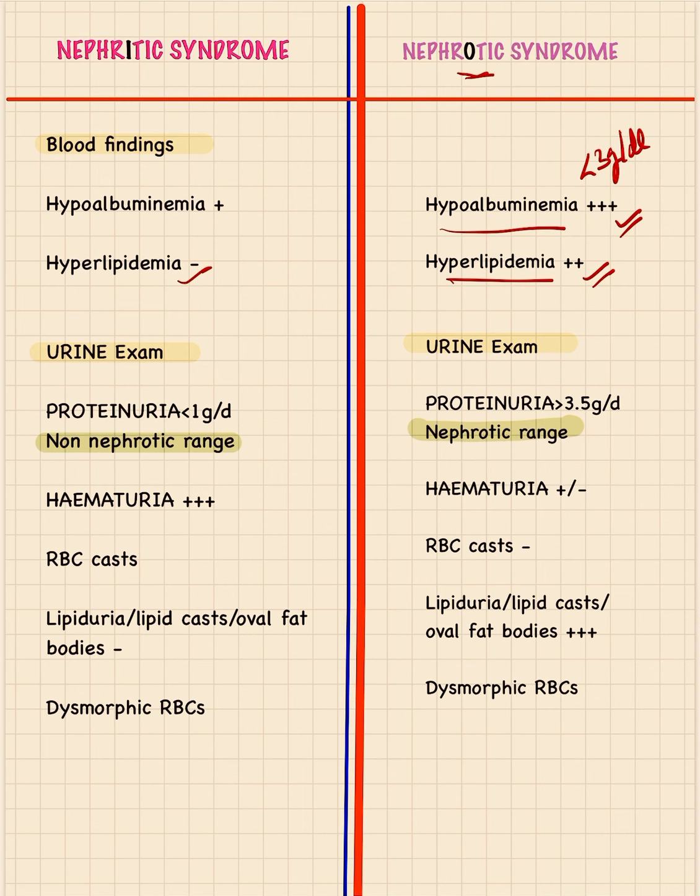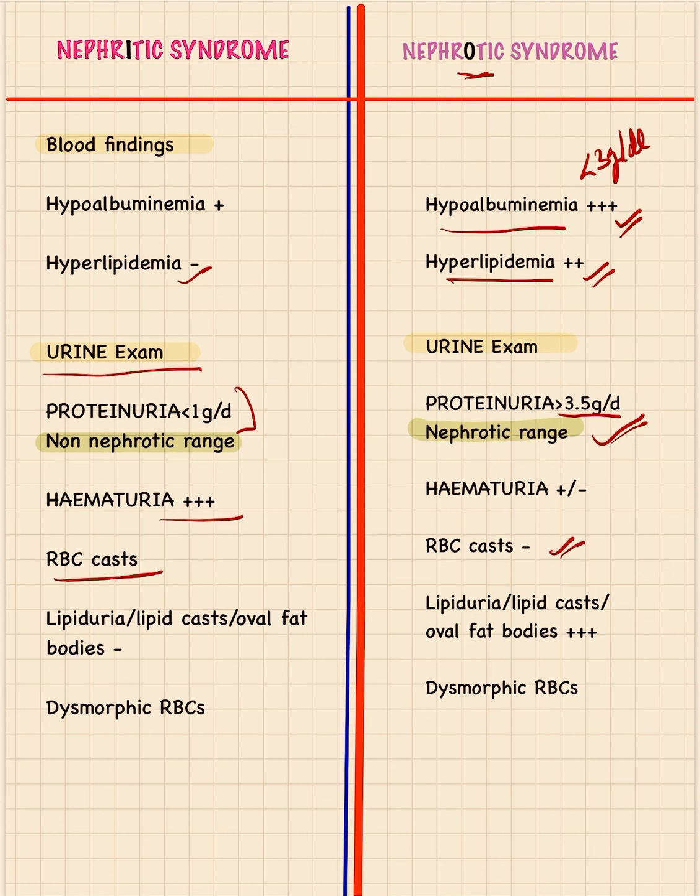Then there is the urine examination. In the urine examination, nephrotic range proteinuria is seen in nephrotic syndrome, which is more than 3.5 grams of protein per day in the urine, while in nephritic syndrome it will be less than 1 gram per day. Then hematuria is marked in nephritic syndrome, while in nephrotic it can be seen or cannot be seen. Then RBC casts: since RBCs are seen in nephritic syndrome, RBC casts are also commonly seen in nephritic syndrome, while they are absent in nephrotic.